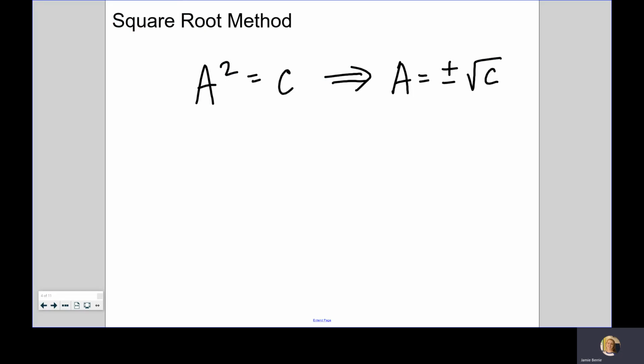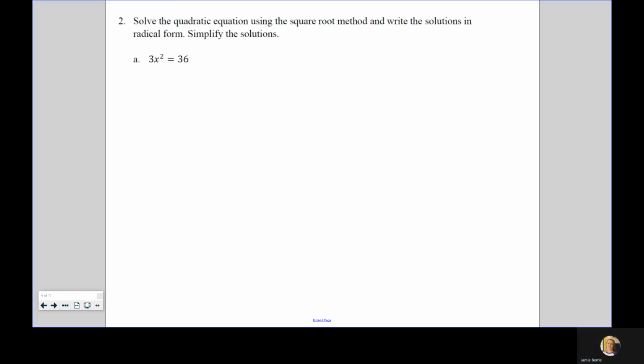Let's look at an example. Again, you may have to pause the video to write this stuff down, but I'm going to go ahead. All right, so directions here are a little bit longer. It says solve the quadratic equation using the square root method and write the solutions in radical form. That means they don't want you to write your answer as a decimal. They want exact answers, and it says we need to simplify our solutions.